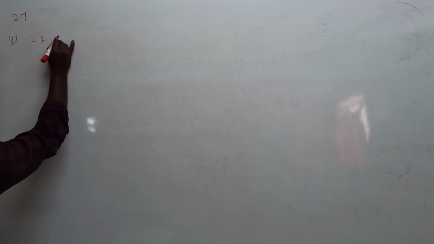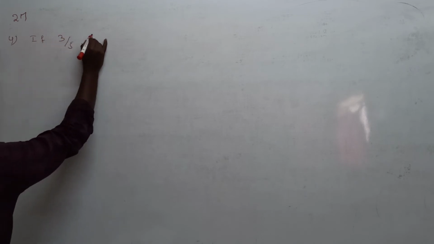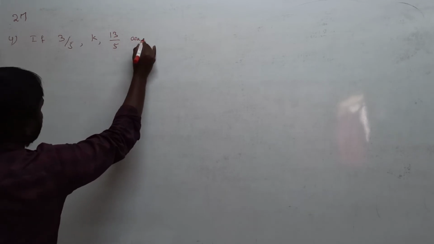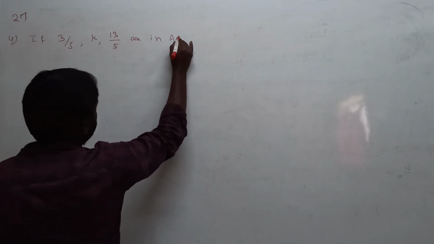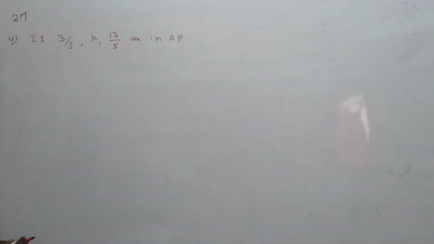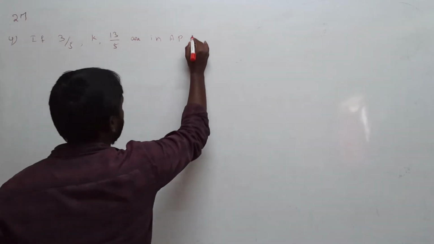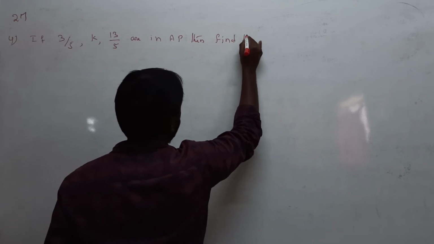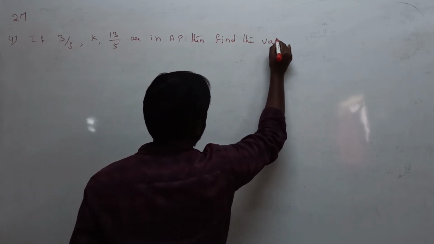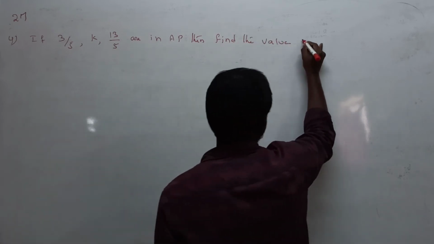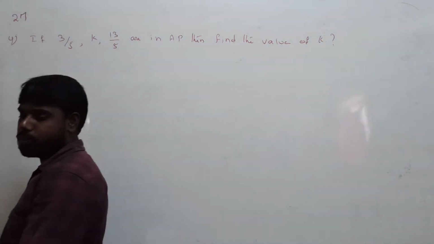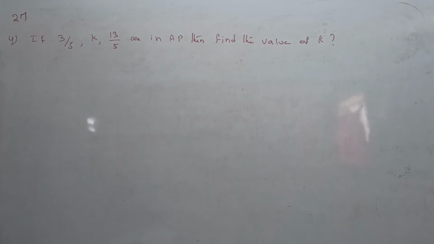If 3/5, k, 13/5 are in arithmetic progression, then find the value of k. If you know the formula, you can substitute directly. If you don't know the formula, we can substitute directly or else, yes, I will explain two methods.